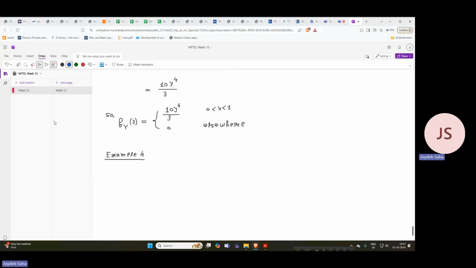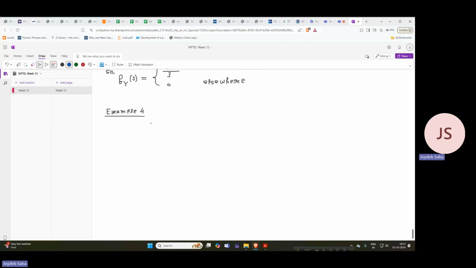A very interesting question. Joint distribution is given. Given the joint distribution function of two random variables x and y, that is, capital F of x, y is given. This is a very interesting question. Please try to understand. If there is any question or query, write in the chat box.